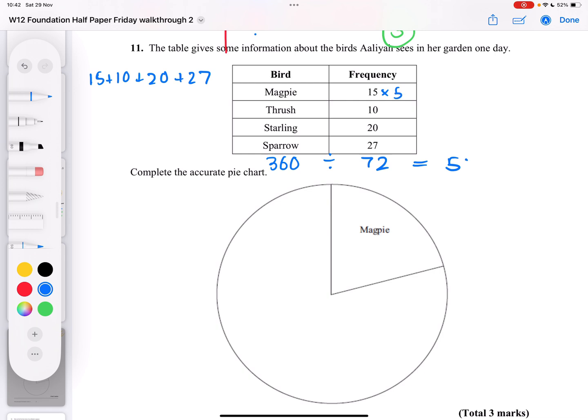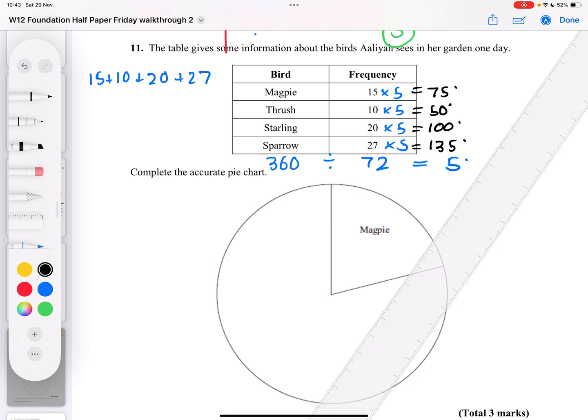We're going to multiply each frequency by 5 to find the total angle for each sector. That gives me 75 degrees, 50 degrees, 100 degrees, and 135 degrees. Now I'm going to try my best to plot this pie chart using this ruler. It's easier with a protractor. The ruler kind of is a protractor, but I'm going to have to try my best.